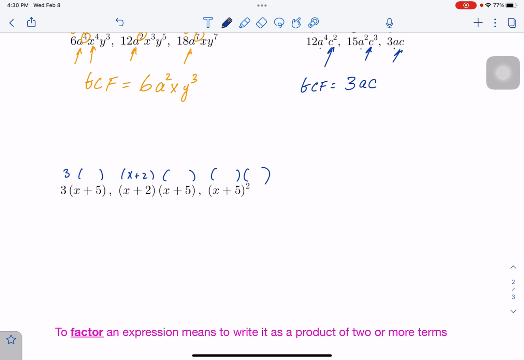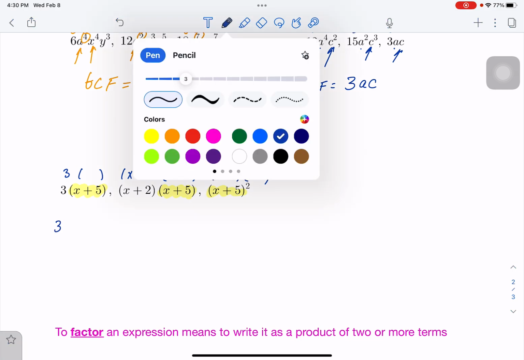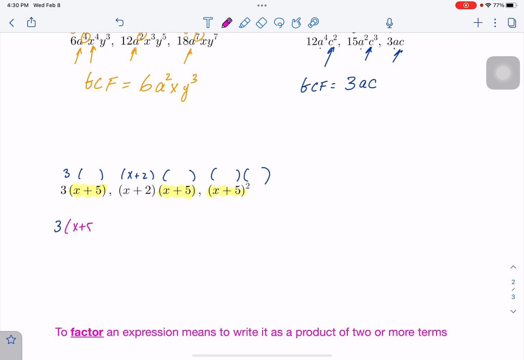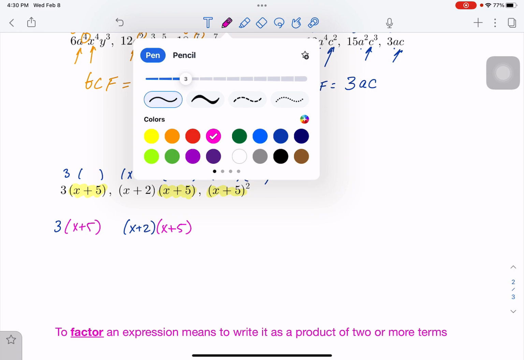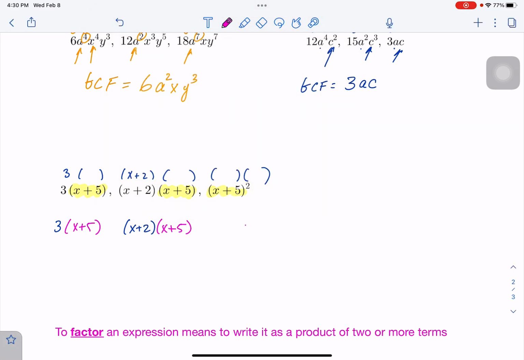So this bracket of x plus 5, I've got it everywhere. I've got that bracket x plus 5 in all 3 of them. Let me really write this out so you see it. Here it is, I've got a 3 bracket x plus 5. There it is right there. And then here, I've got an x plus 2, and another x plus 5. Look, it's right there, x plus 5. And then the next one, I've got an x plus 5 and another x plus 5, because that's what x plus 5 squared means.